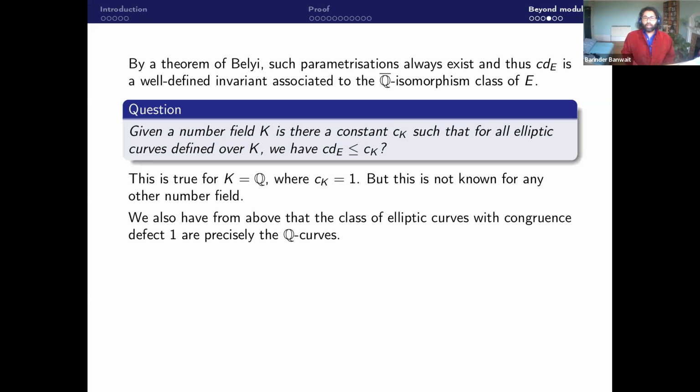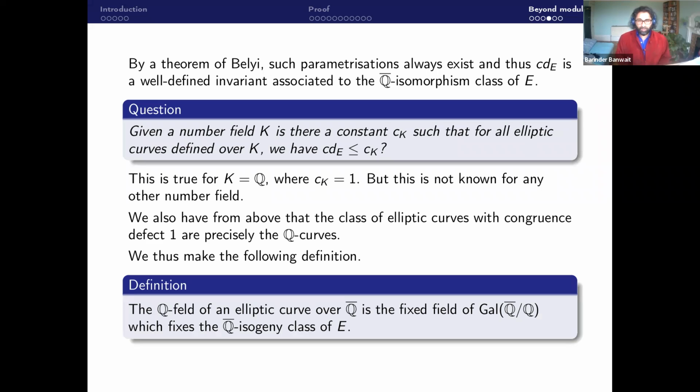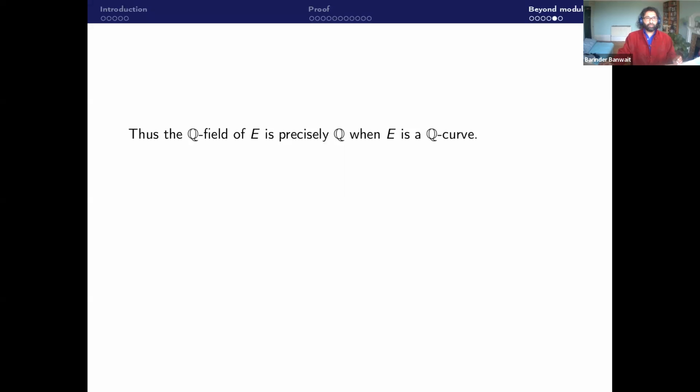Now, we also have from the previous slide, what I was explaining about Ribet's article, that the elliptic curves with congruence defect 1 are precisely the Q curves. So Khare then makes this definition, so there's a typo there. The Q field of an elliptic curve over Q bar is the fixed field of the absolute Galois group which fixes the whole Q bar isogeny class of E. This Q field is Q precisely when E is a Q curve.